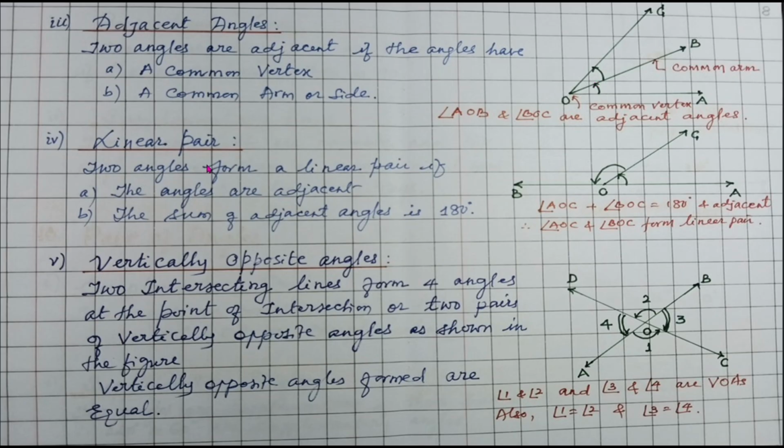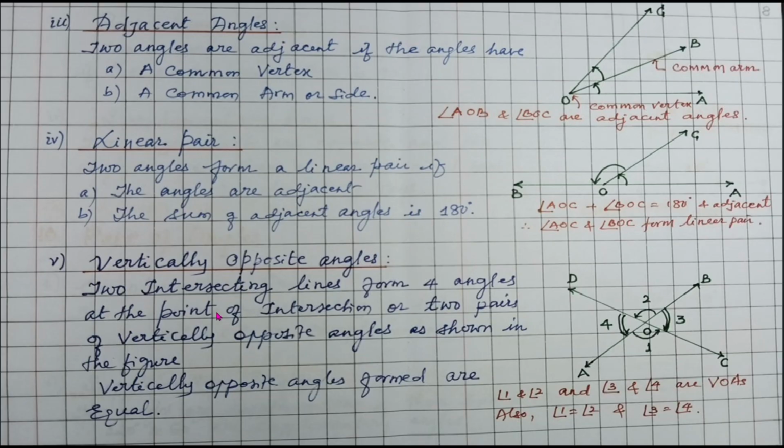Now let us understand what is a linear pair. Two angles form a linear pair if the angles are adjacent and the sum of the adjacent angles is 180 degrees. Now if you look here, angle AOC and angle BOC are adjacent angles because they have a common vertex and a common arm, but the sum of the two angles is 180 degrees here, and therefore the angles AOC and BOC form a linear pair. Remember that. So two adjacent angles form a linear pair if their sum is 180 degrees.